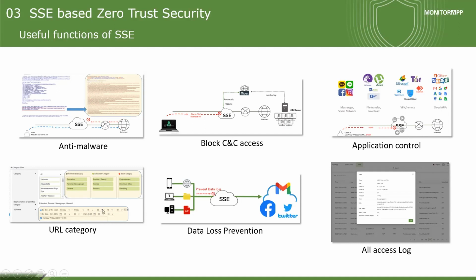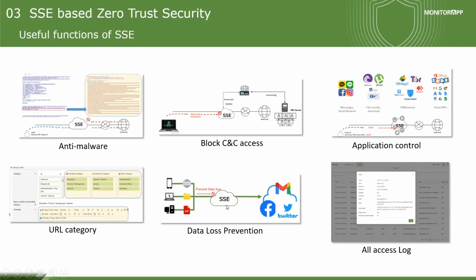And fourth, the URL category. This is the core component of SWG. If you want to apply a security policy, for example, so that your employees do not access shopping sites or gaming sites during work hours, then you can apply the URL category policy like this.